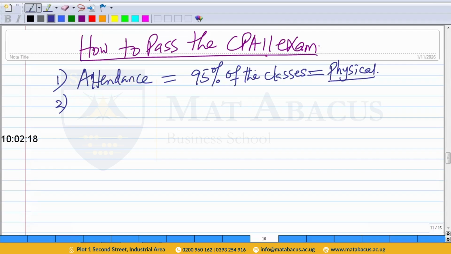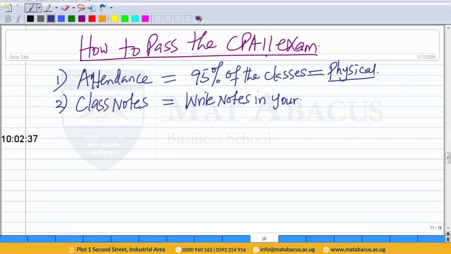Two, class notes. Make sure you write notes. Write notes in your own handwriting.